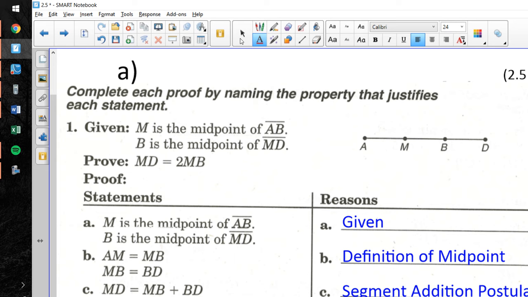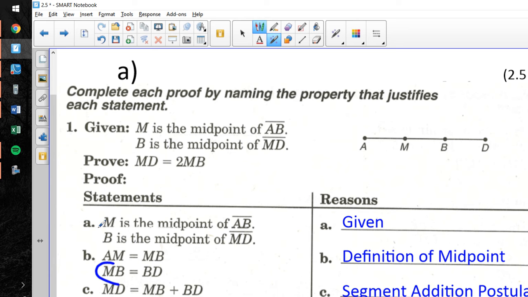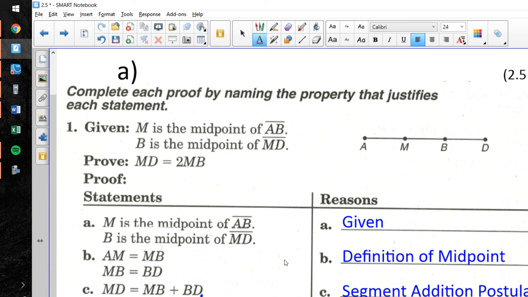And sure enough, if we go back up here and we look at what's going on in statement B, we see that MB and BD are equal to each other. Knowing that might explain how they were able to make that substitution right there and eventually replace the BD with an MB right beneath it. So that property right there, hopefully that rings a bell, everybody, is the substitution property of equality. And we can just write substitution, and that'll work fine on that line right there.